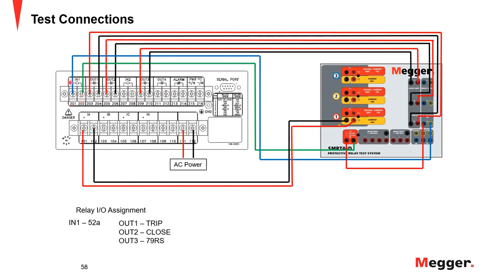Every time input 1 is energized with 125 DC, the relay recognizes that as a 52A closure. If that DC is removed, then it recognizes it as a 52A open. I hope that explains your answer.